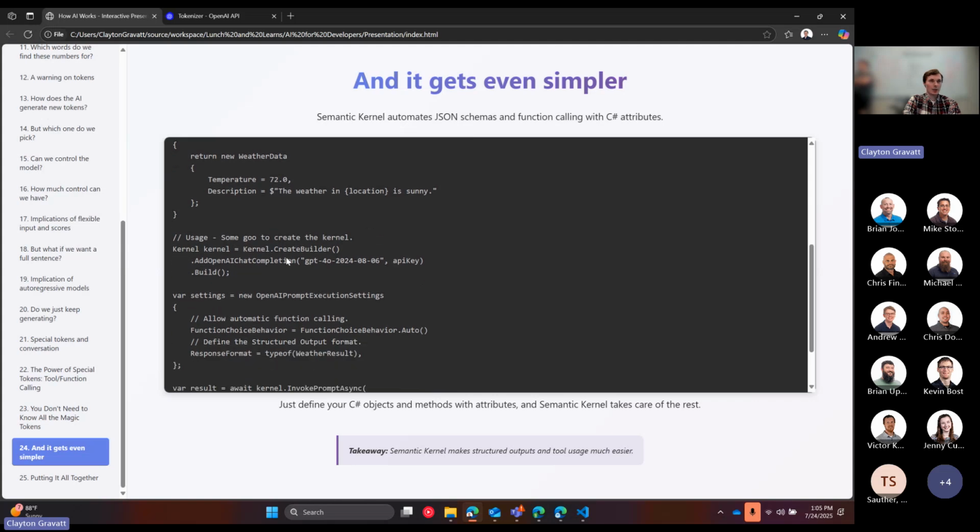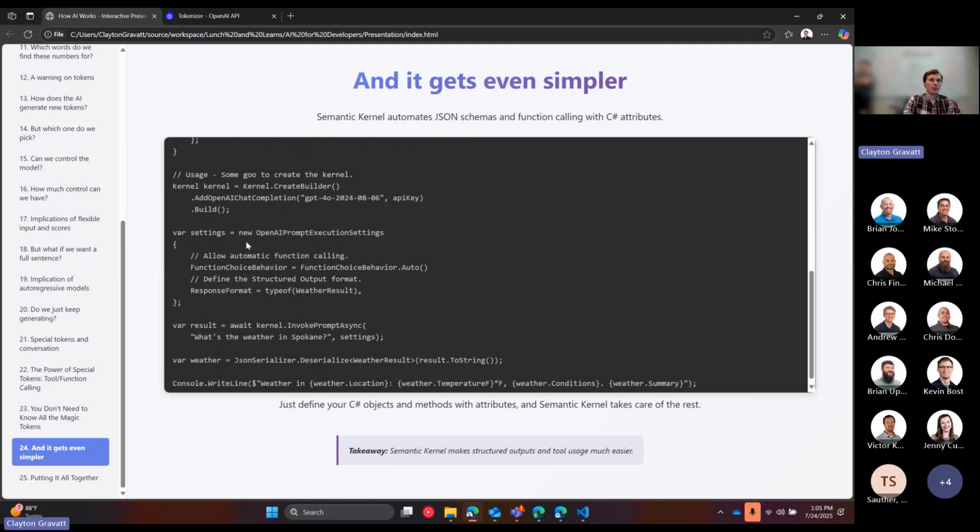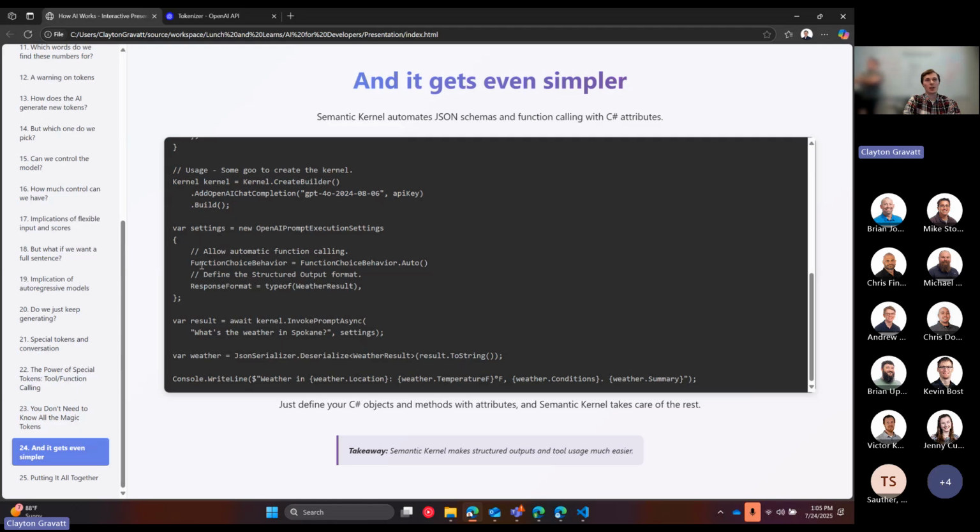I'll scroll down a bit here. Let's not worry too much about creating the kernel initially, but in order to allow that function calling to happen without us having to parse out the response and do if, then call this, you can just use FunctionChoiceBehavior equals Auto. And for defining our structured output result, instead of giving it a JSON schema, we can just do a typeof WeatherResult with our C# object. Then our result is just a kernel.InvokePromptAsync: What is the weather in Spokane today? Plus our settings. Semantic Kernel nicely handles the JSON schema generation and the if-call-this-function for us.